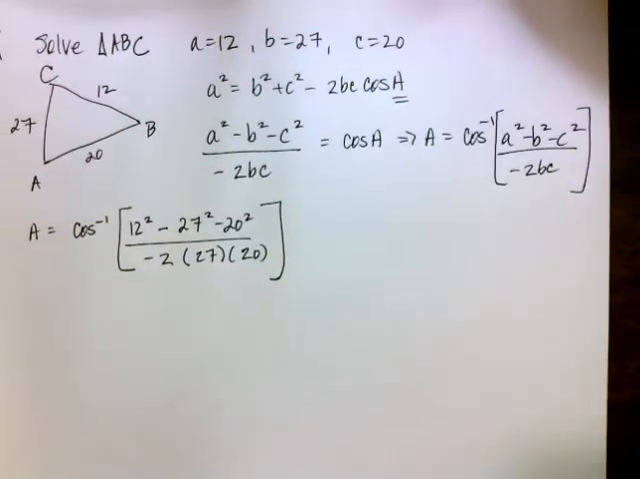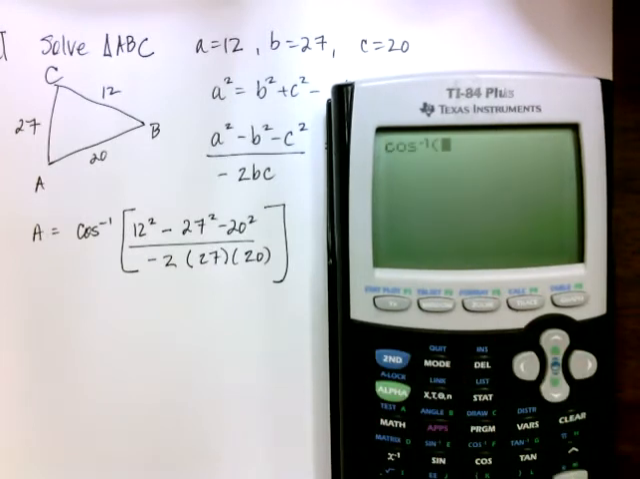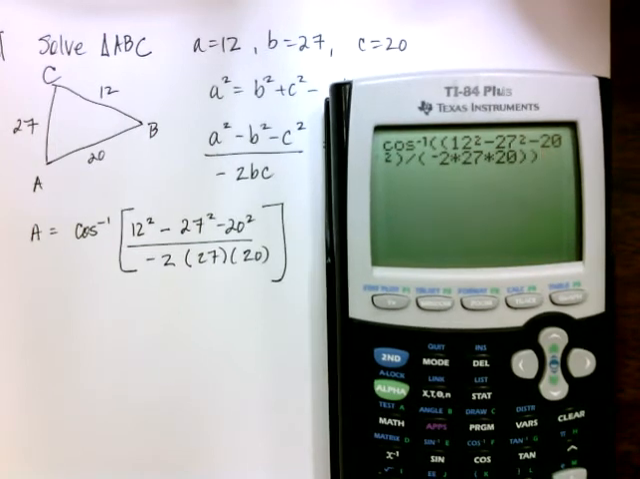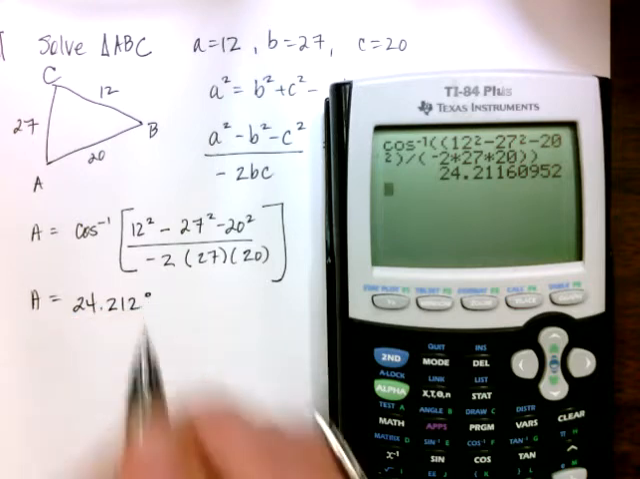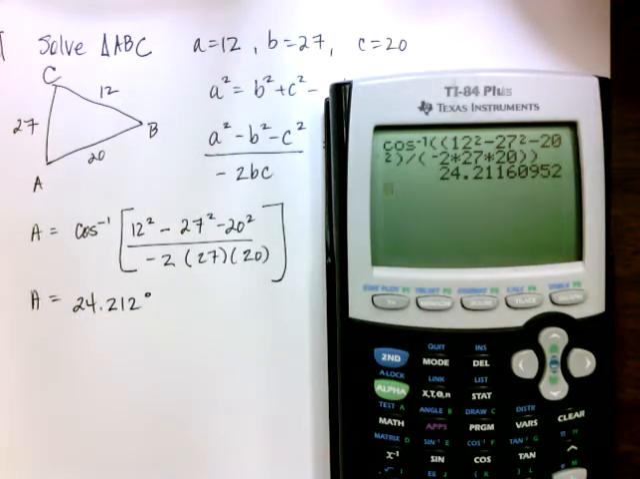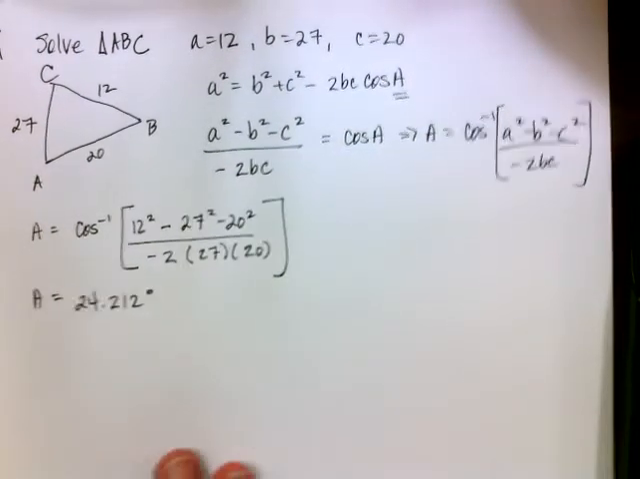So I'm going to show you how I do that in my calculator one more time. Okay, so I'm going to do the inverse cosine, open 1 for the numerator, so I'm going to do 12 squared minus 27 squared minus 20 squared, open 1 for the denominator, negative 2 times 27 times 20, close, close, go. And I got that A is equal to 24.212 degrees. Okay? Alrighty.